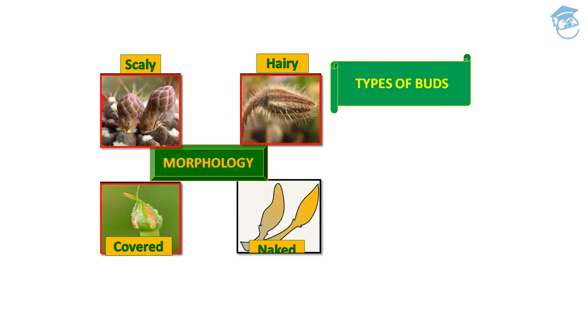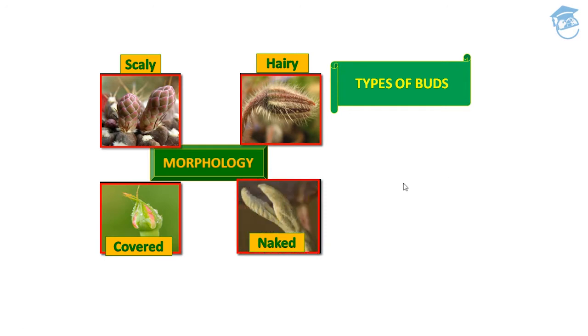And the fourth is the naked bud. That means it does not have scales, it does not have hairs, and it is neither covered. So this is called a naked bud. These are the types of buds on the basis of their morphology. What is morphology? Morphology is the study of external features, students.